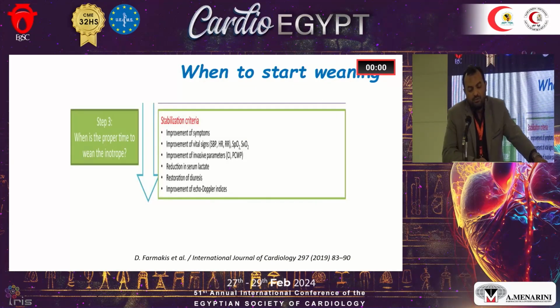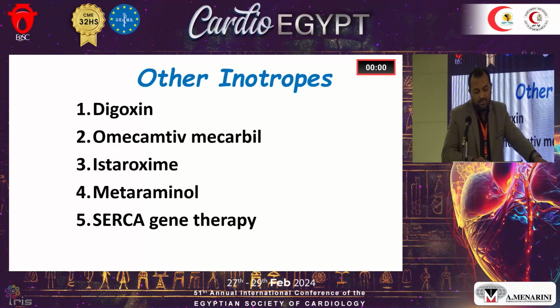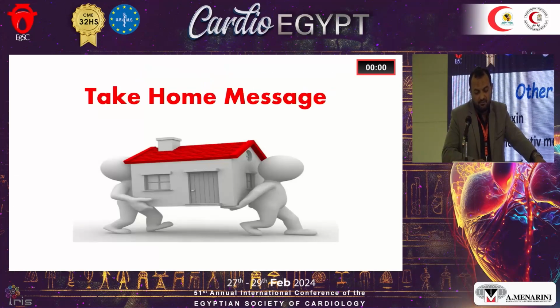So when to start to wean? We start weaning when the hypoperfusion lactate is decreased and the cardiac index starts to be in the normal range, with improvement of vital signs and improved diuresis. Other inotropes are still under study, or digoxin needs to be revisited for heart failure.